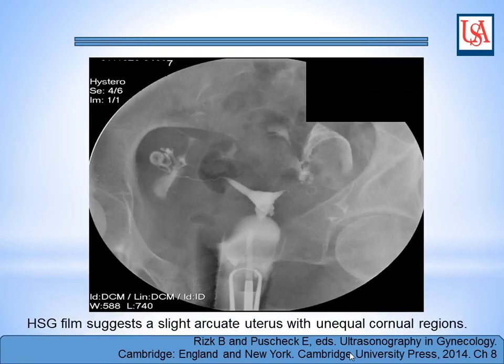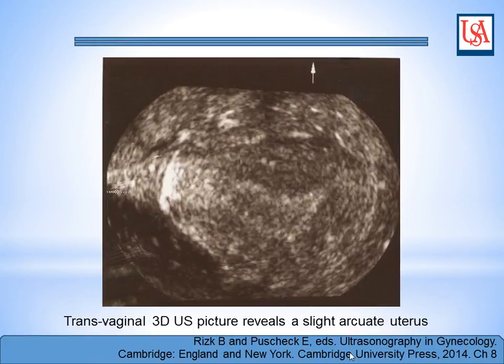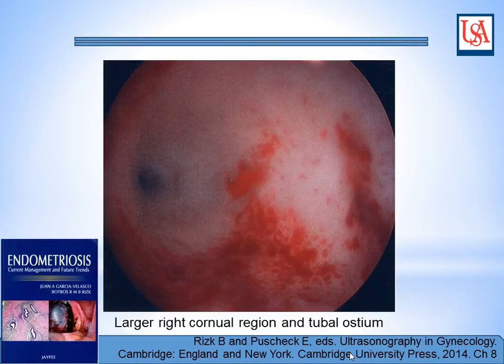Again, last one, I think. X-ray showing you an arcuate uterus, but the two sides are not equal. The right is different from the left. And then we put more dye. It almost becomes normal. We look at the X-ray. It shows you a very small arcuate. We look inside, and it does indeed.